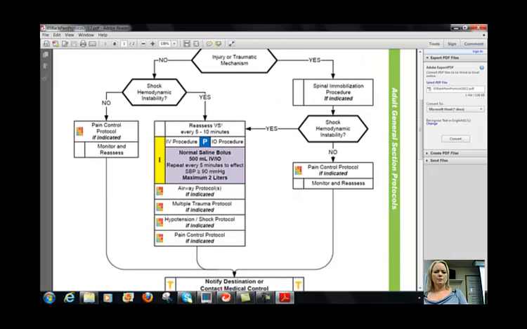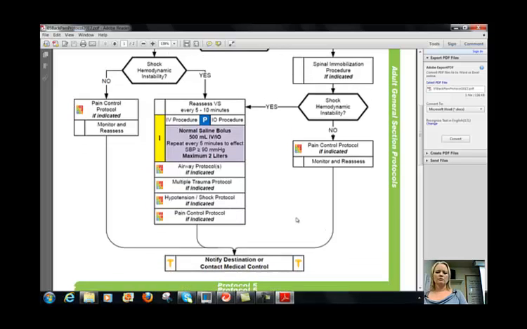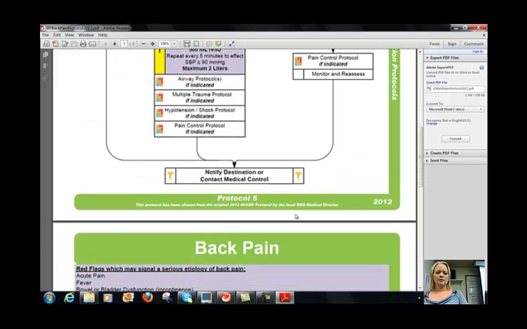So this protocol is not really different. It's one of those protocols that are basically protocols to go to other protocols. So their complaint may be back pain, but if they've got any kinds of signs of shock, then you may need to go to a different airway. Hopefully nobody coming in with back pain is going to be hypotensive, but if you have a dissection, that could happen.